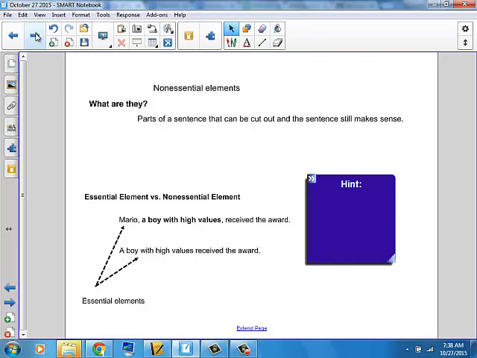Non-essential elements, what are they? Well, they're parts of a sentence that can be cut out and the sentence will still make sense. And so that's what we're asking you to do here. We're asking you to identify what an essential element is versus a non-essential element.